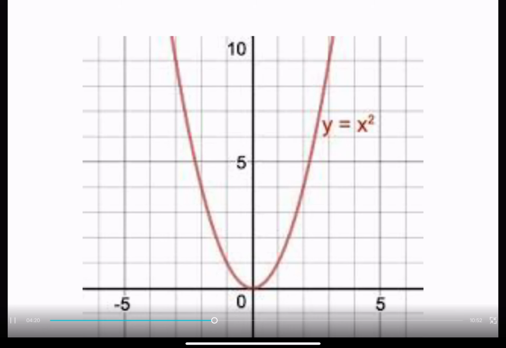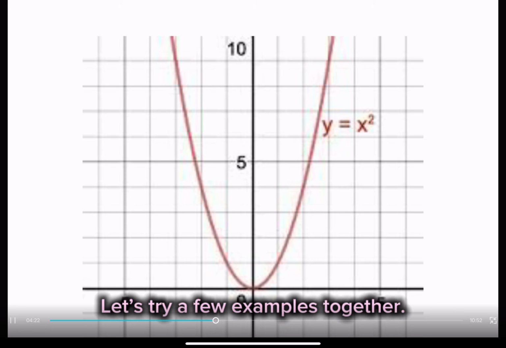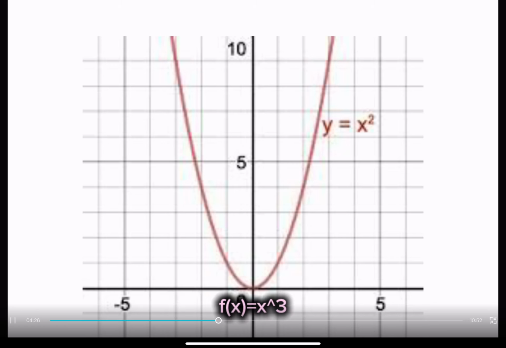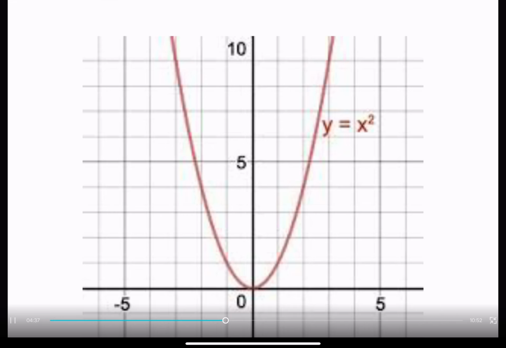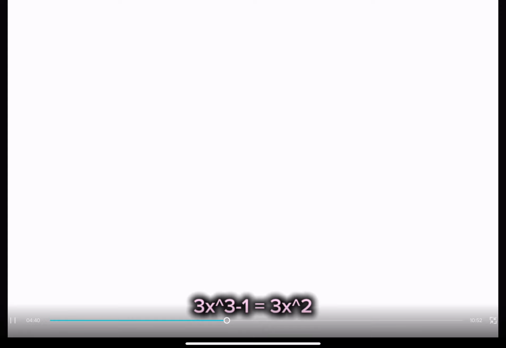Now that we understand the power rule, let's try a few examples together. You'll see how easy this becomes. f of x is equal to x cubed. Now let's try to solve it. Bring the 3 down, subtract 1 from the power. From x cubed, it becomes 3x squared. That's it. That's the slope of x cubed at any point x: 3x squared.